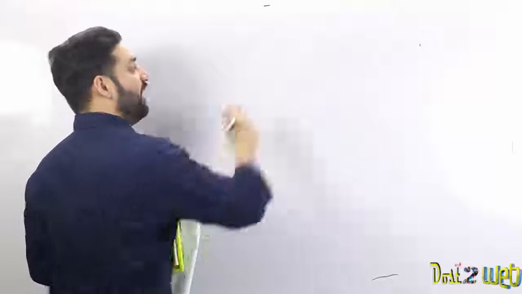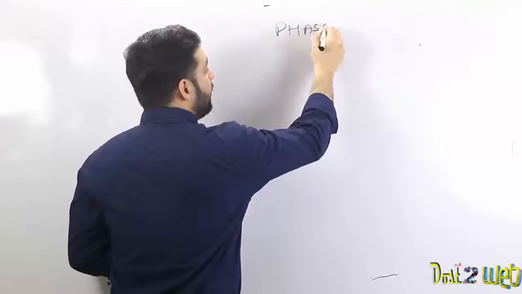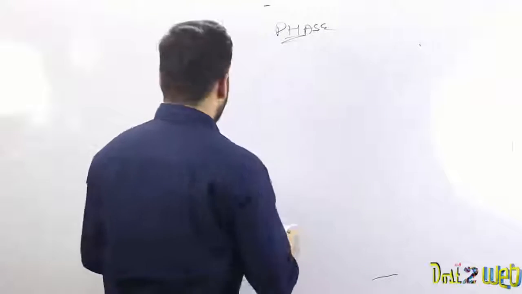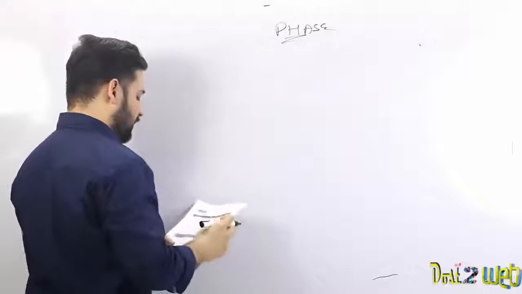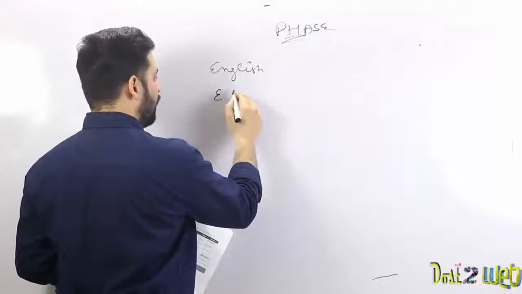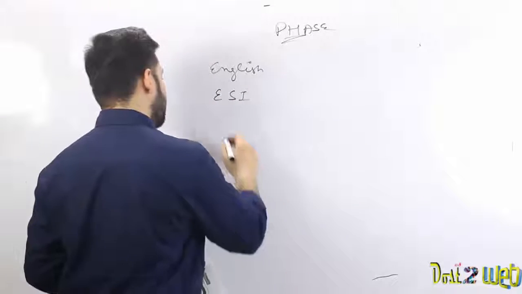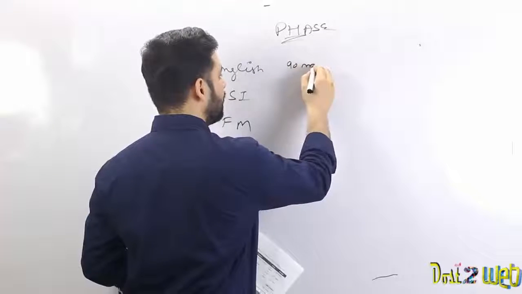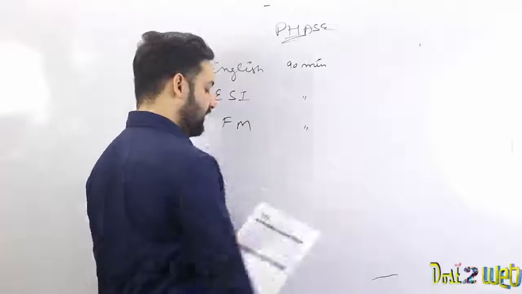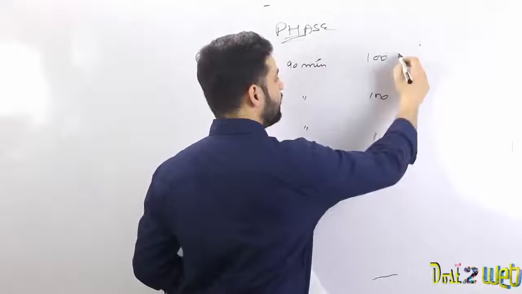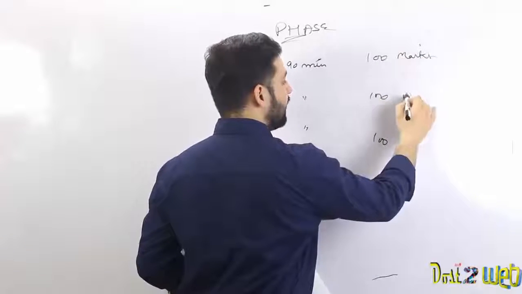So let's move on to the phase 2 part. In the phase 2, there are basically 3 papers. The paper 1 is English. Paper 2 is Economic and Social Issues, what we short name is ESI, and third one is Finance and Management. These are 3 papers. Time allotted is 90 minutes each, and 100 marks are allotted to each of these papers. So this is the second phase.